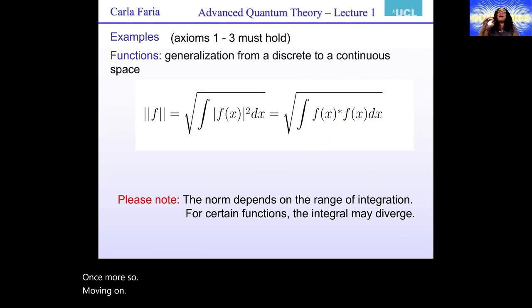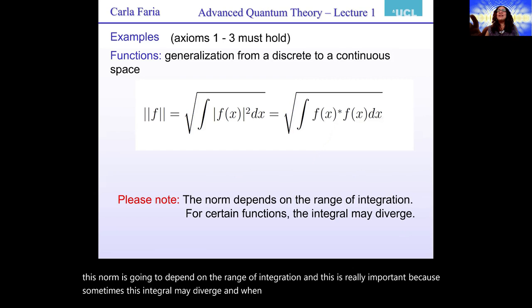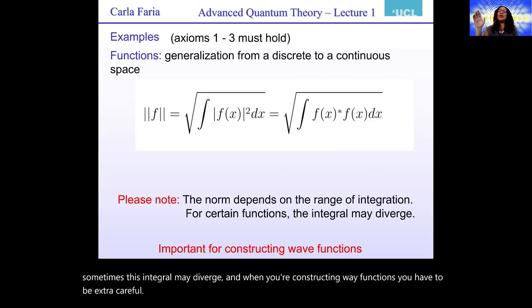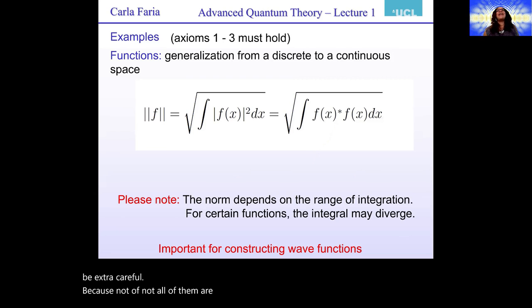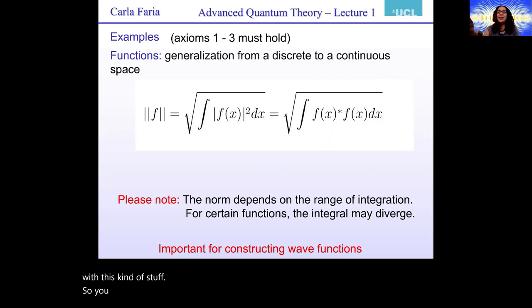This norm is going to depend on the range of integration, and this is really important because sometimes this integral may diverge. And when you're constructing wave functions, you have to be extra careful because not all of them are really well behaved. There are areas of physics in which people deal with this kind of stuff. So you need to bear in mind that there's no guarantee that this is going to converge.